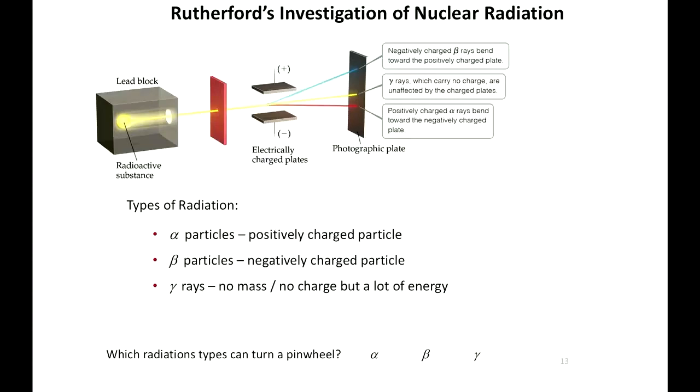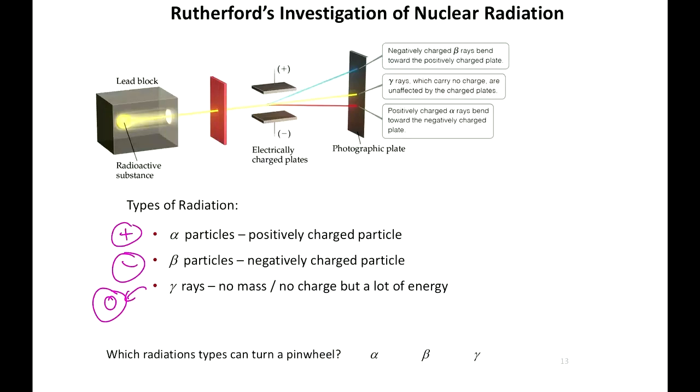Note the language I use. Alpha particle: it's positively charged. Beta particles are negatively charged. If they're particles, they have mass. Versus a gamma ray: do rays have mass? No, they don't. So there's a big difference there. And also gamma rays have no charge. It's just pure energy.